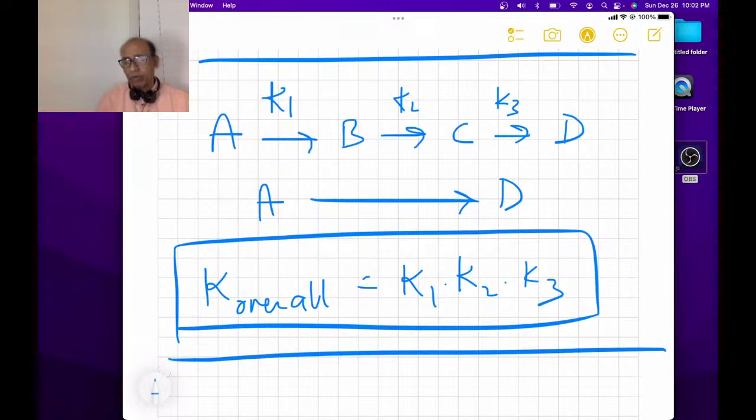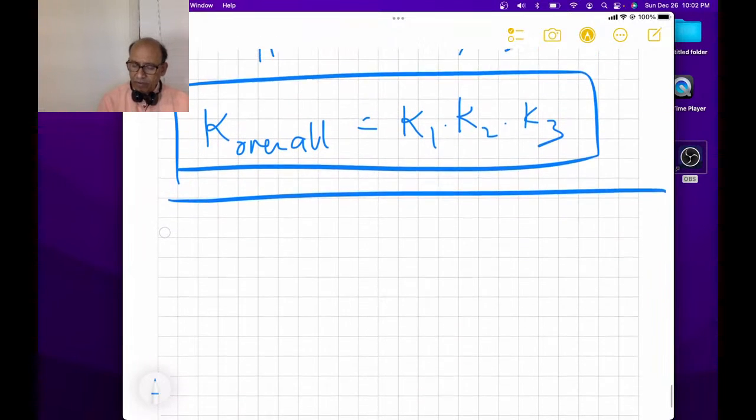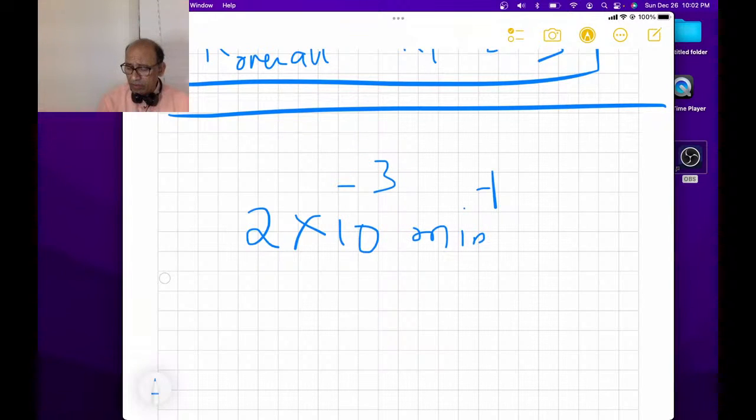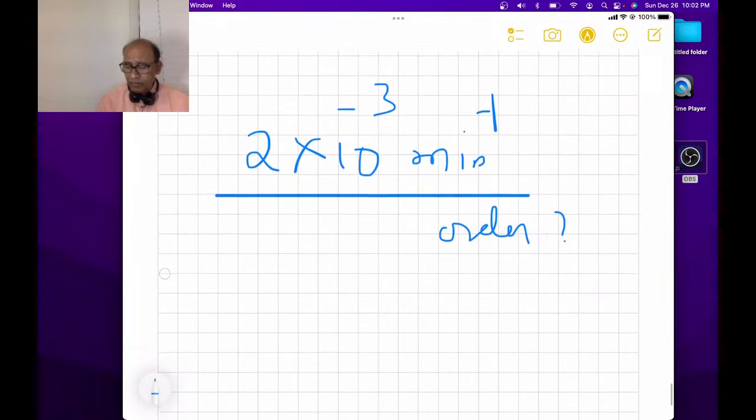Also, you should remember that it is possible to find the order of a reaction by inspecting the units of K. That is one of the methods. So there is a small talk about the rate constant. As your exercise, you can think, for a certain reaction, rate constant is 2 into 10 to the power minus 3 per minute. The order of this reaction is, can you guess?